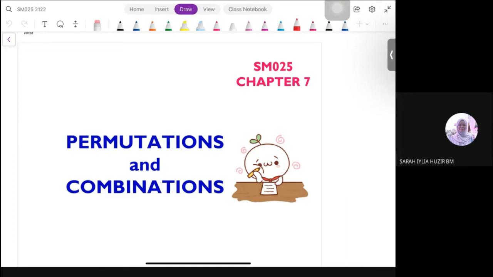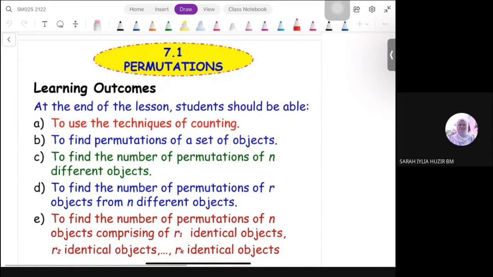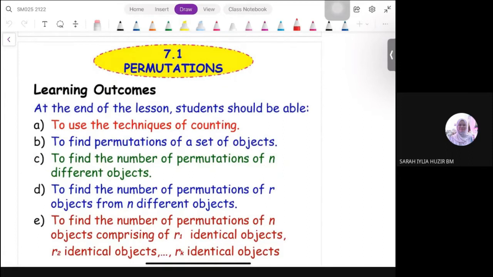In this video, we will learn about topic 7, permutation and combinations. Okay, so first we will focus on 7.1, permutations. Alright, so these are the learning outcomes for 7.1.